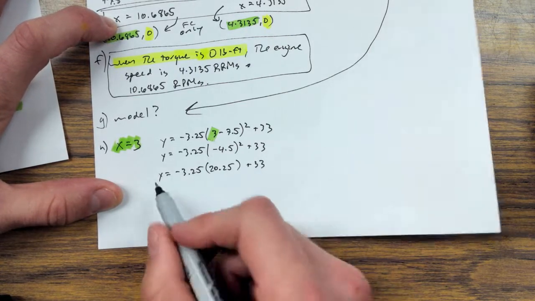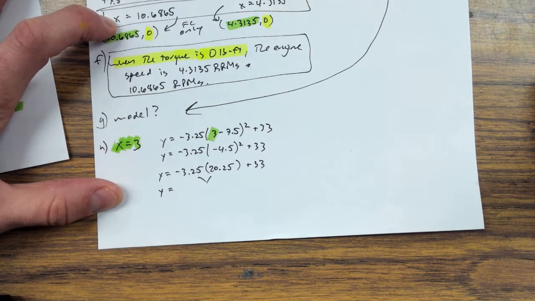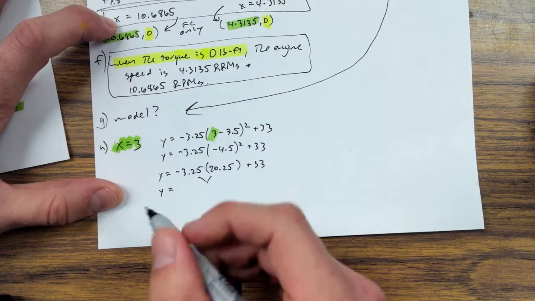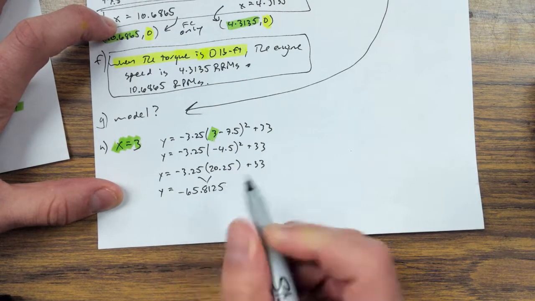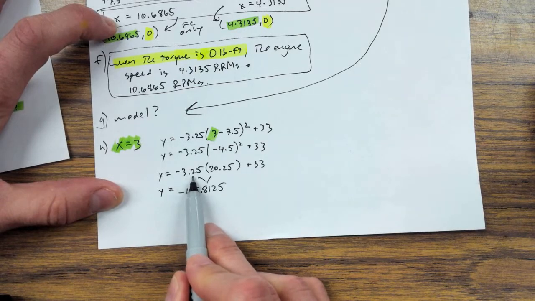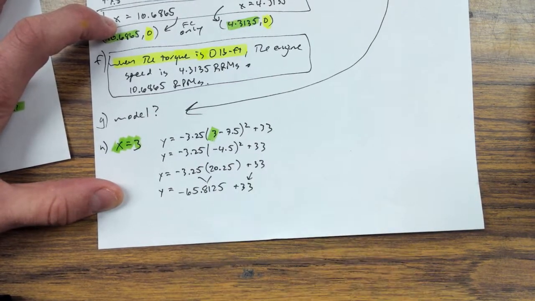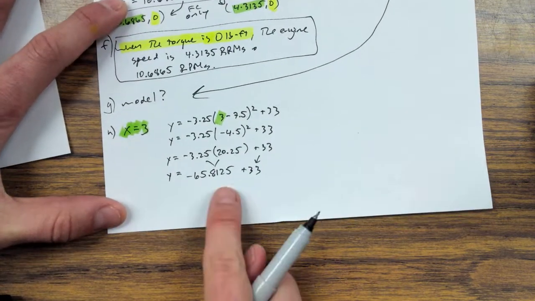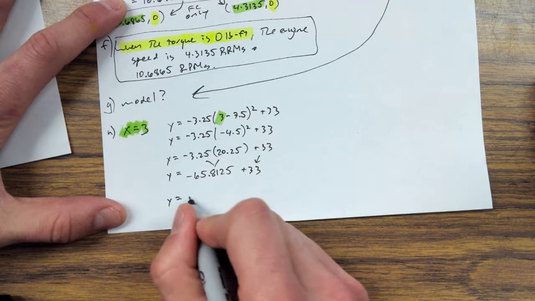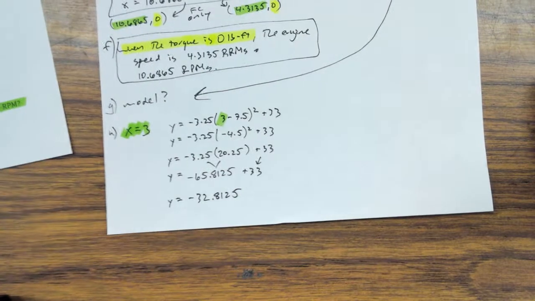Multiply before you add. It's going to turn back to a negative 65.8125 because you're multiplying by a negative 3.25. You're still adding 33. And then you get Y equals negative 32.8125 as your math answer there.